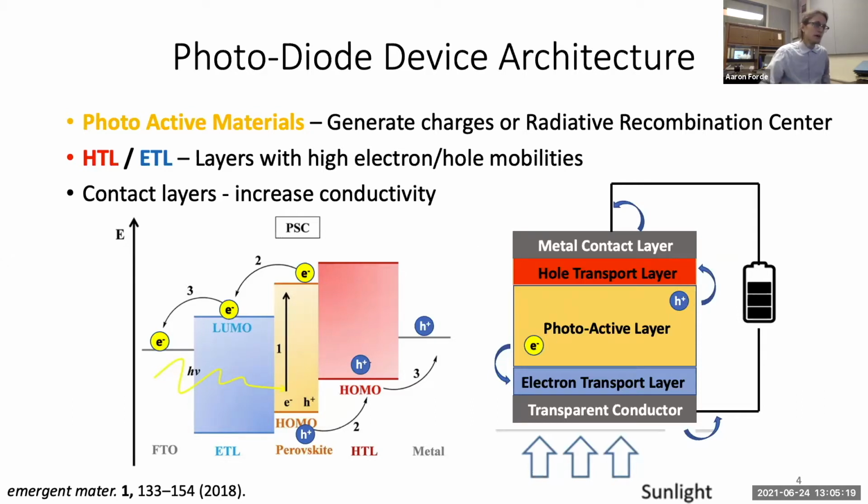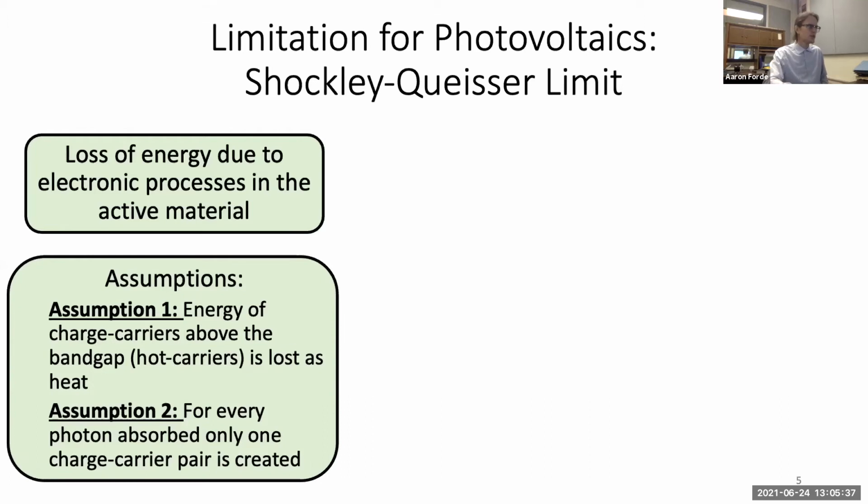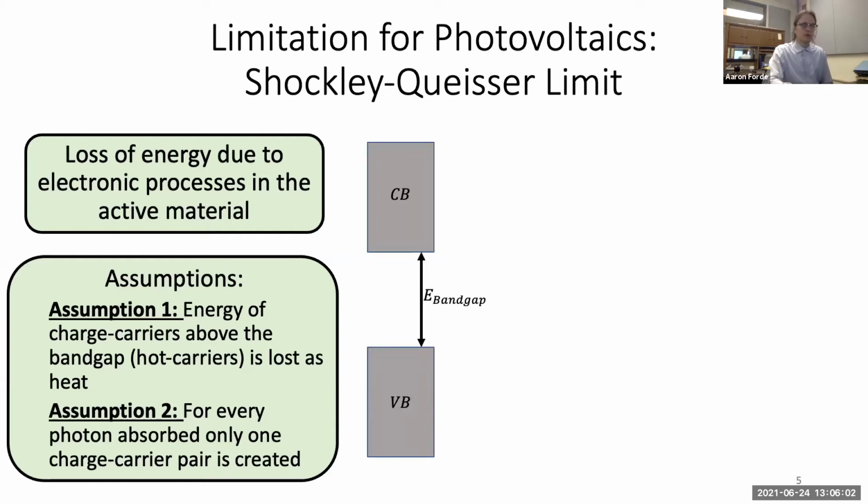And so the main activity of this research will be focusing on these photoactive layers and materials we can use for them. Specifically for solar cells, there are known limitations to photovoltaics just based on thermodynamic arguments and electronic processes that happen in the material. There are generally two assumptions. One is that energy above the band gap is lost as heat due to thermalization. The second assumption is that for every one photo excitation, only one charge carrier is created. I'll illustrate assumption one using a cartoon.